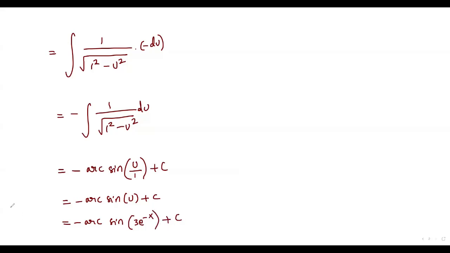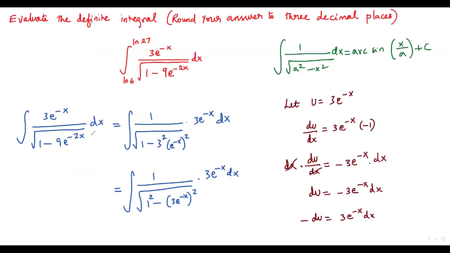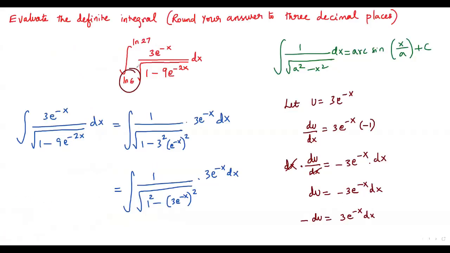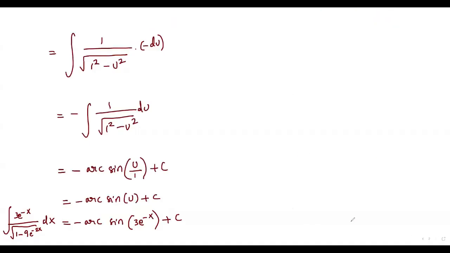Now I have the result of the indefinite integral, that is, the integral of 3 times e to the power of negative x divided by square root of 1 minus 9 times e to the power of negative 2x dx. We have to evaluate the same integration but with the given limits, ln 6 as the lower limit and ln 27 as the upper limit. Now let me evaluate the same integration with the limits over here. Let me do it.